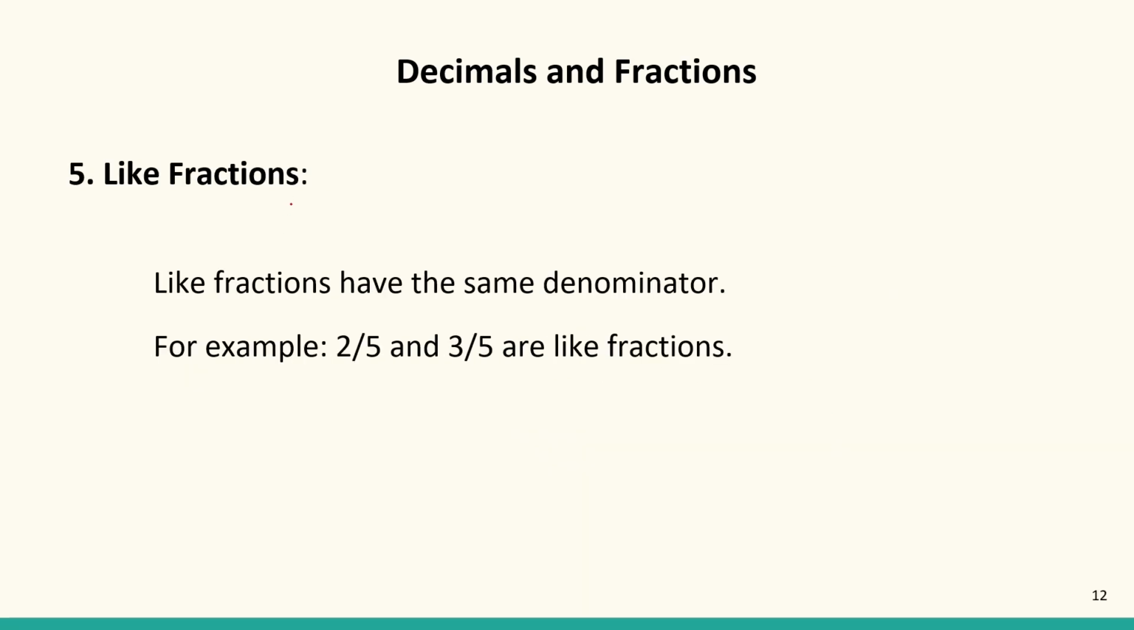Now, like fractions have the same denominator. For example, 2 by 5 and 3 by 5 are like fractions. The condition is p by q and another one, r by q, where q is not equal to 0. In this case these are called like fractions, as both have the same denominator, that is q. So the denominator being the same implies like fractions.